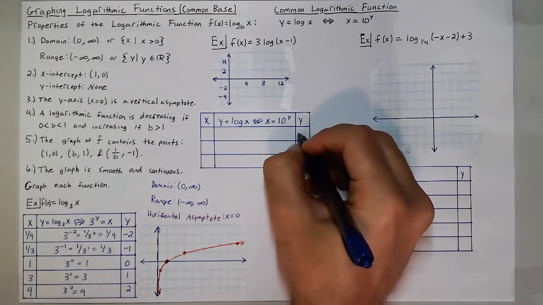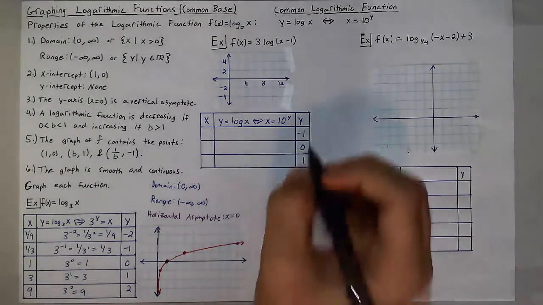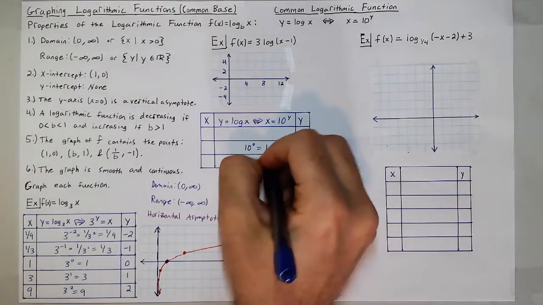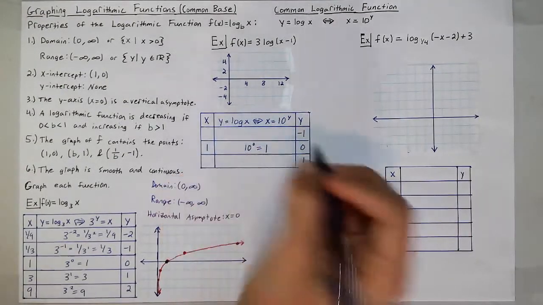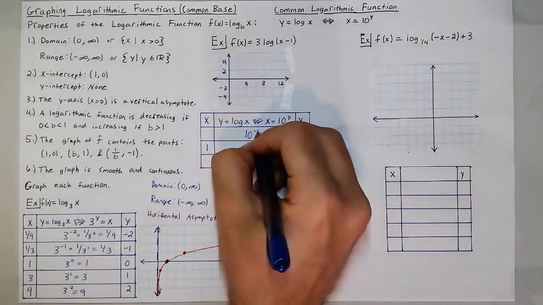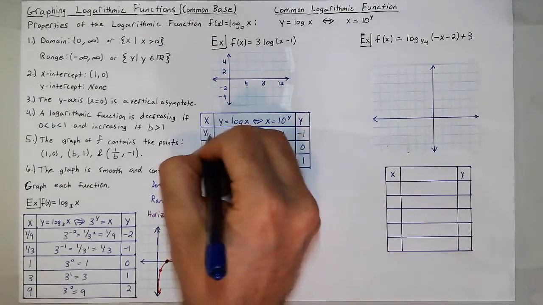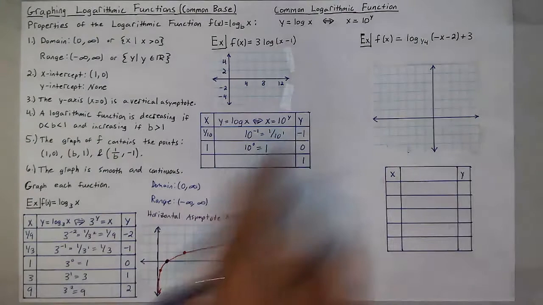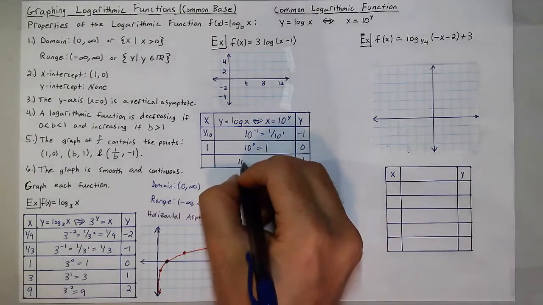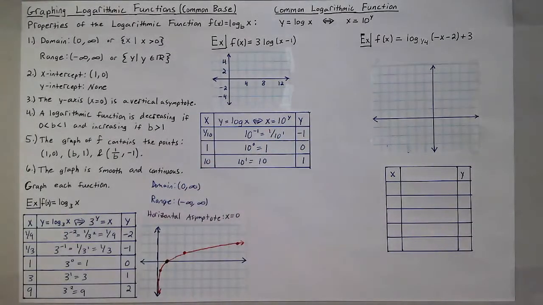So I'll just pick -1, 0, and 1. I'll start with the y-intercept. 10 to the 0 power is 1. So when x is 1, y is 0. Then for 10 to the -1, that's also known as 1 over 10 to the first. So when x is 1/10, then y is -1. And when y is 1, x should be 10. So those 3 points are my basic points.